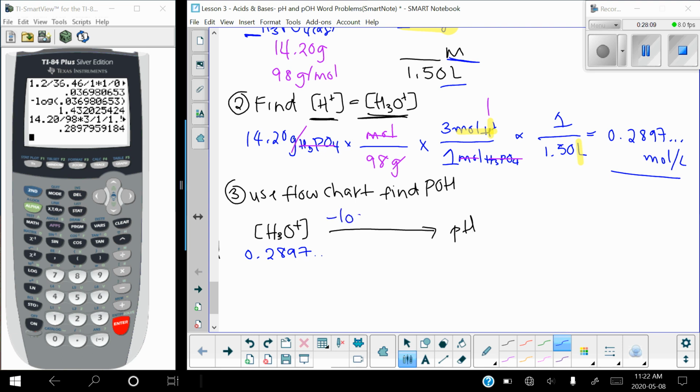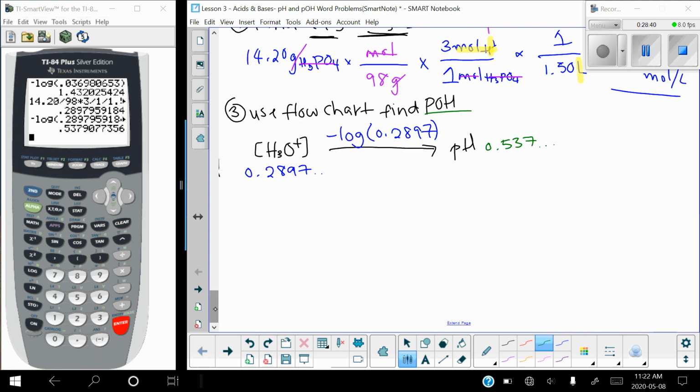So negative log of 0.2897. Again, on paper, I am showing this, but I'm behind the scenes on my calculator. I'm going negative log. You can either go up and select, close the bracket, enter. I get a pH of 0.537, but that's not what we're looking for. We are looking for pOH.